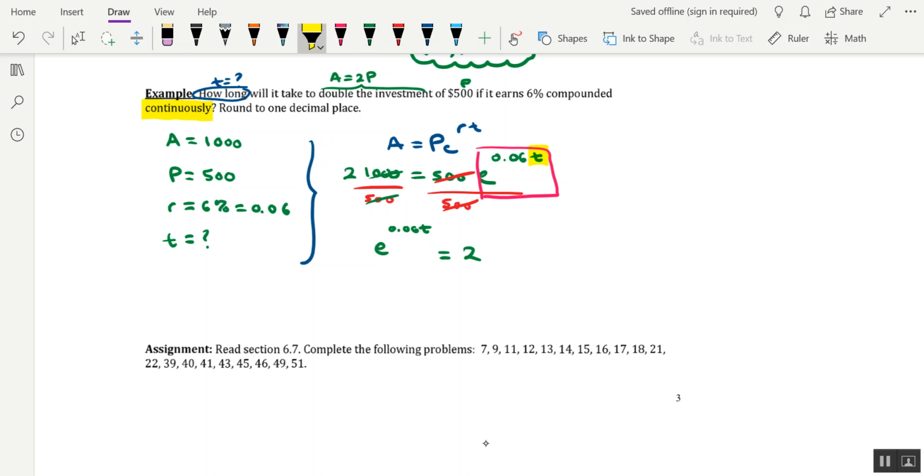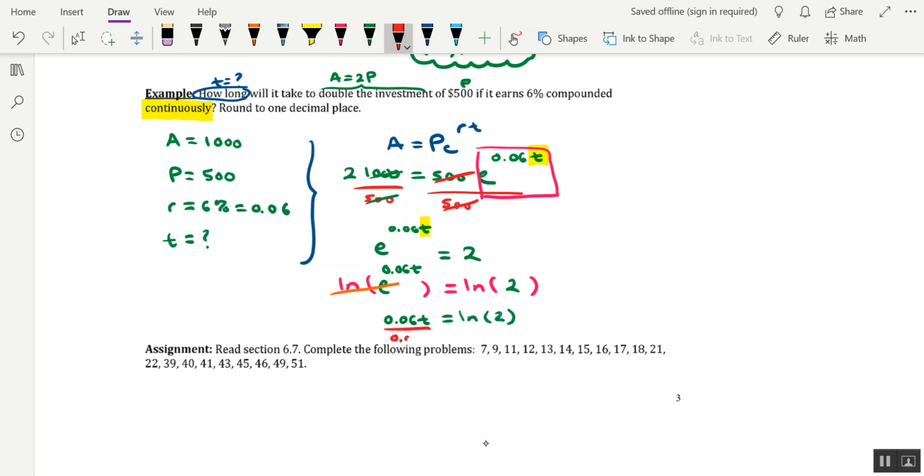Now keep in mind, t is in the exponent here. One thing we can do to get t back down on the ground, so to speak, is to take each side and plug it into the natural log function. So that's the natural log of e to the 0.06t equaling the natural log of 2. I chose the natural log function because the natural log and base e are going to cancel each other out, and that brings 0.06t down onto the ground, set equal to the natural log of 2.